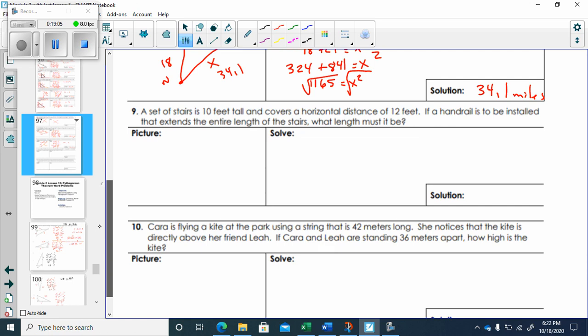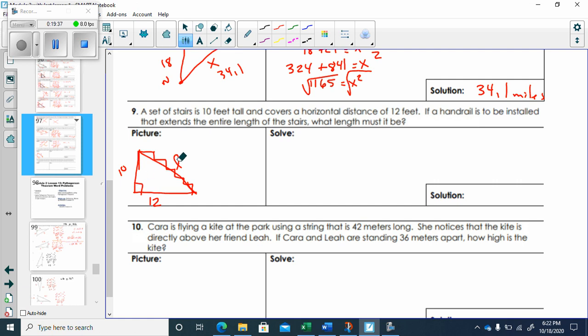Number 9, a set of stairs is 10 feet tall. So we're talking about a set of stairs, okay? And it's 10 feet tall. Here's our stairs. And it covers a horizontal distance of 12 feet. If the handrail is to be installed, okay, that extends the entire length of the stairs, what length must it be? We need to know the length of this.